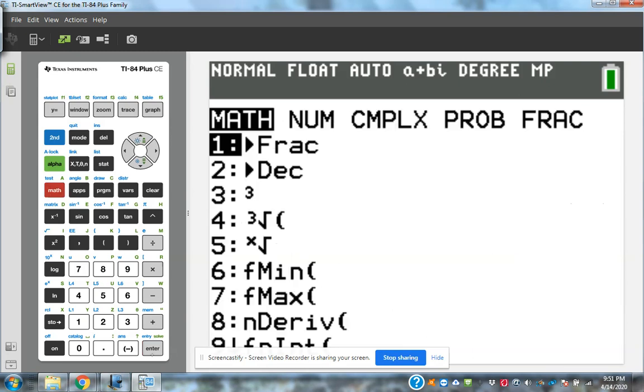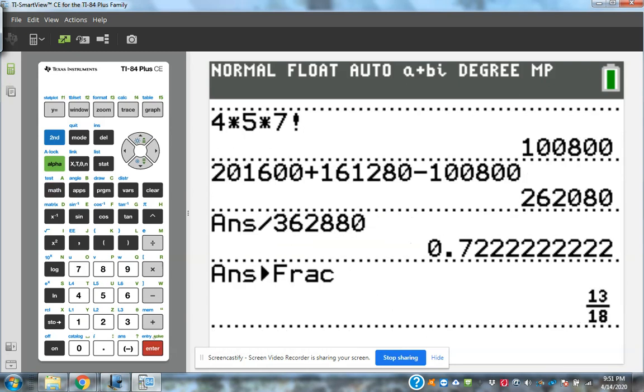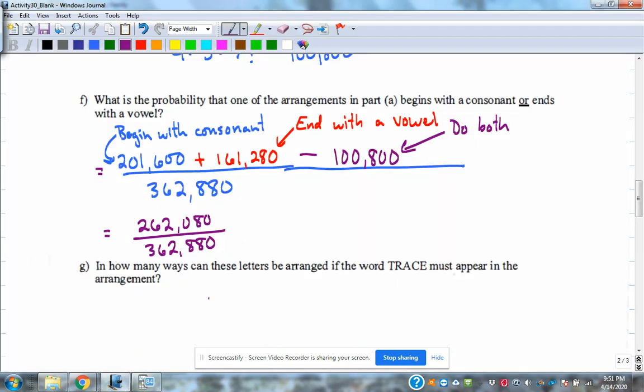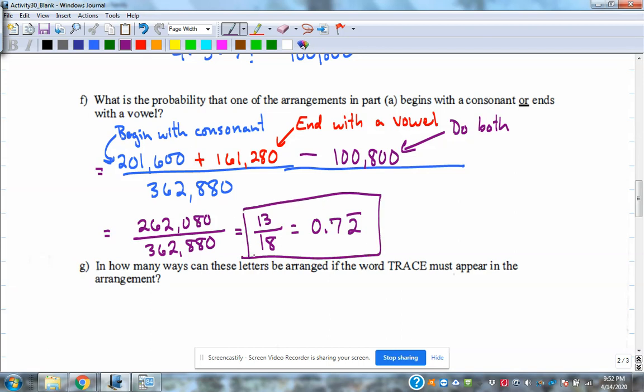And I'm going to get the decimal equivalent, and the reduced fraction is 13 over 18, which is the decimal 0.7 with the 2 repeating. Again, using that bar notation to show that decimal there. Not rounding there, but showing the bar notation. If it doesn't have a repeating decimal, let's round to 2 decimal places will be fine.